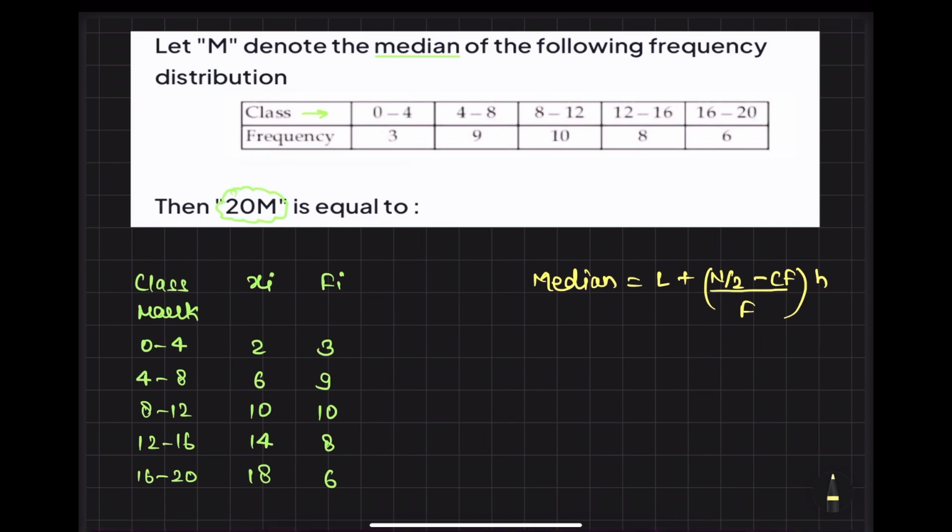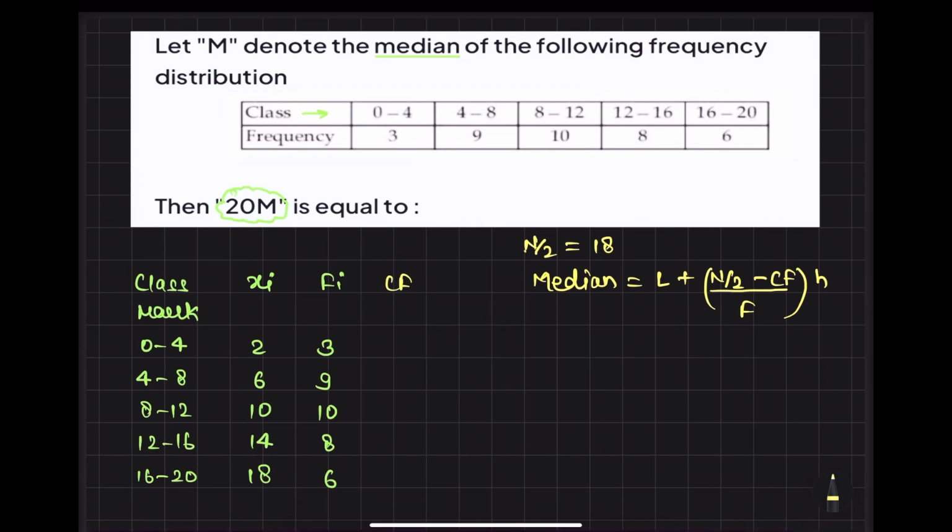Now you know that we have to find out the median class. So how will we get the median class? You have to divide the number of students by 2, n by 2. So it is 6 and 3 is 9, 9 and 9 is 18, this is 28, and 28 plus 8, 36. So there are 36 students. So n is 36, so n by 2 will become 18.